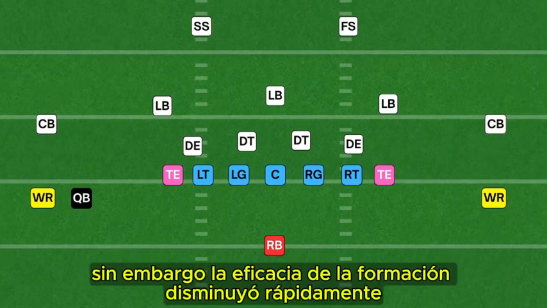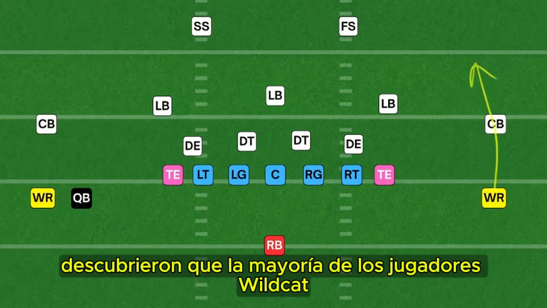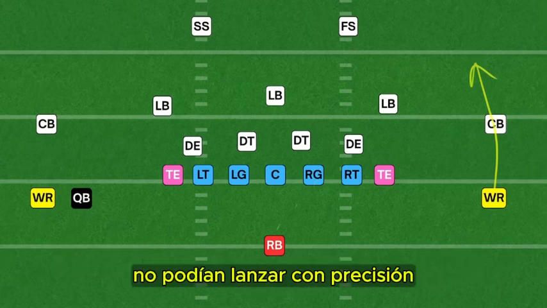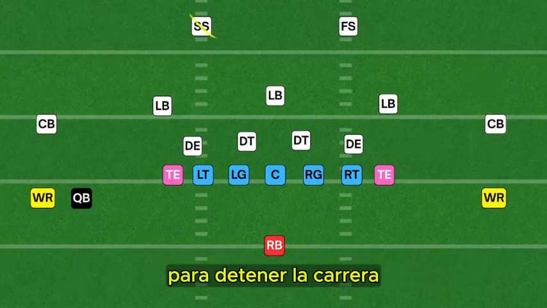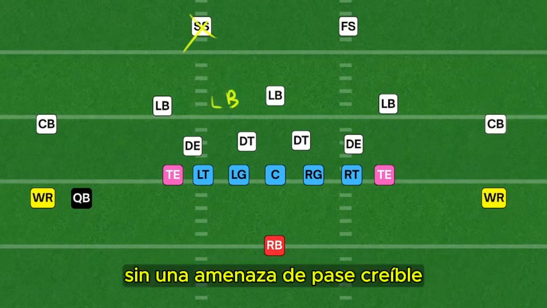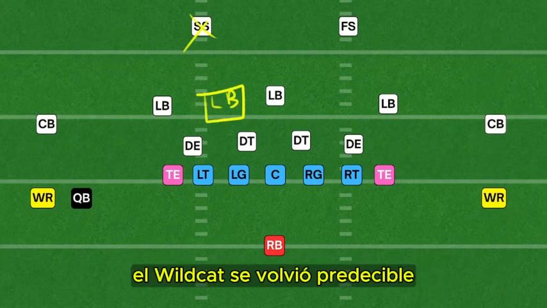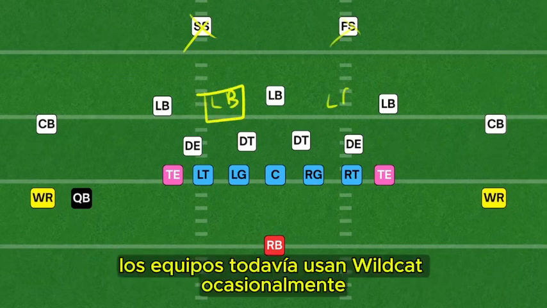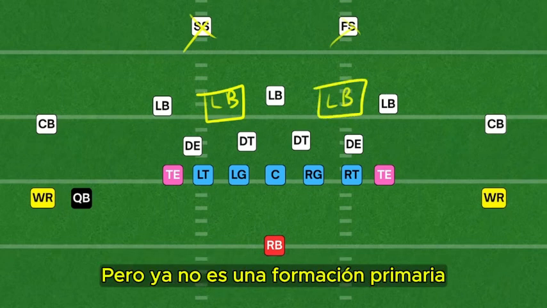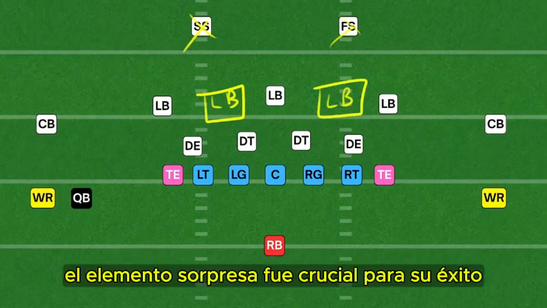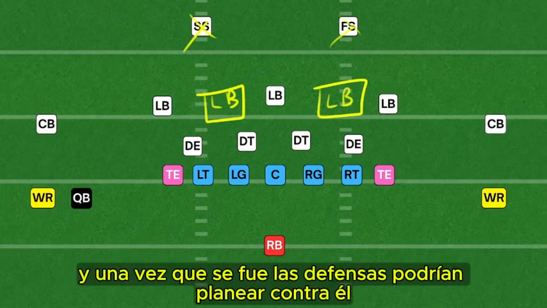However, the formation's effectiveness declined quickly. Defensive coordinators figured out that most Wildcat players couldn't throw accurately, so they brought extra defenders into the box to stop the run. Without a credible passing threat, the Wildcat became predictable. Teams still use Wildcat occasionally as a change of pace, but it's no longer a primary formation. The element of surprise was crucial to its success, and once that was gone, defenses could scheme against it.